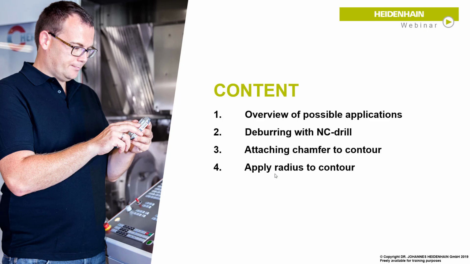First, a little overview about the content. We take a look at the possible applications. In the next step, we show you the examples of how to program an NC spot drill with a 90 degrees T angle for deburring. And then we take a look at two example programs from our NC solution page, how to program an angle or a radius on a contour directly on the control.